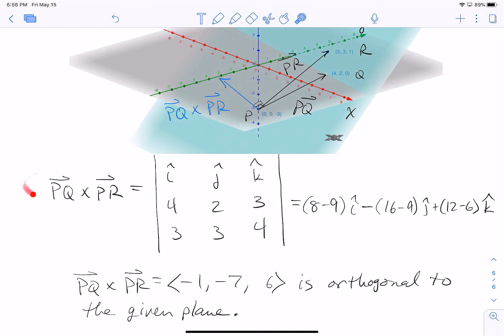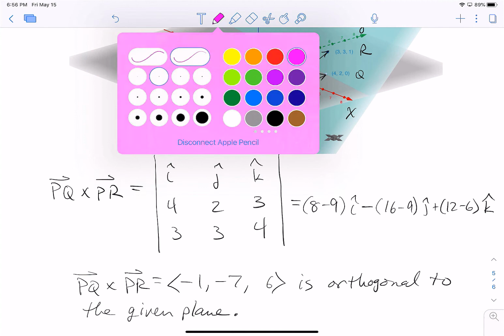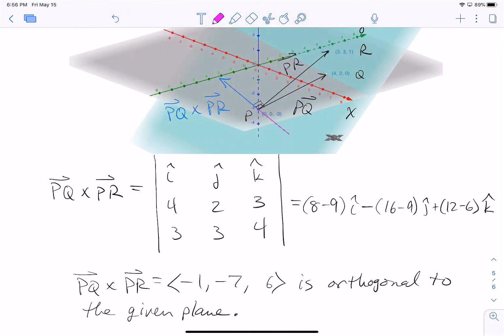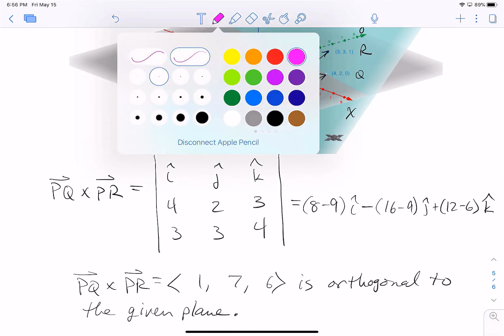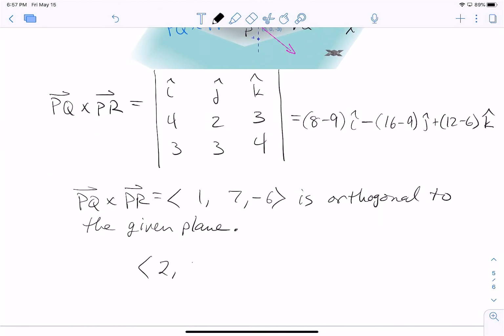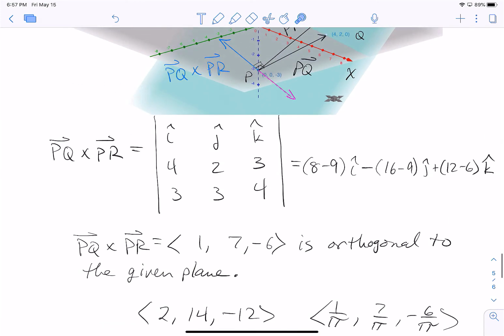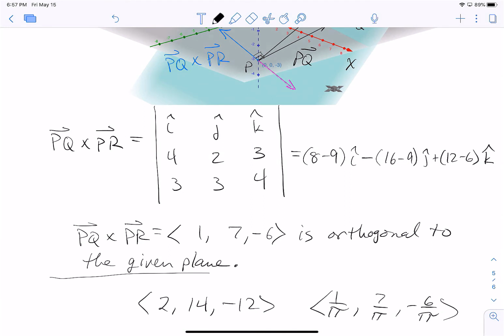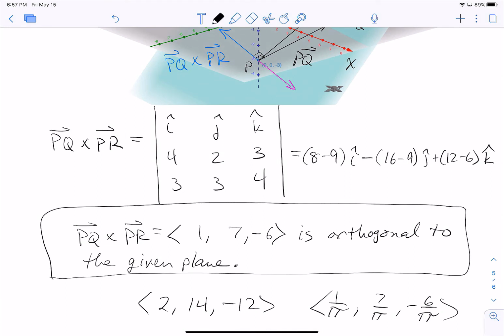If you had decided to reverse the order, you would still have a vector that is orthogonal to the plane. It would just be pointing in the opposite direction. And so (1, 7, -6) works just as well. Folks, you could have used (2, 14, -12), or for that matter, (1/π, 7/π, -6/π). Any scalar multiple of the cross product will give us a vector that's orthogonal. I'll box the answer here that I have, the second one that I gave you, (1, 7, -6).